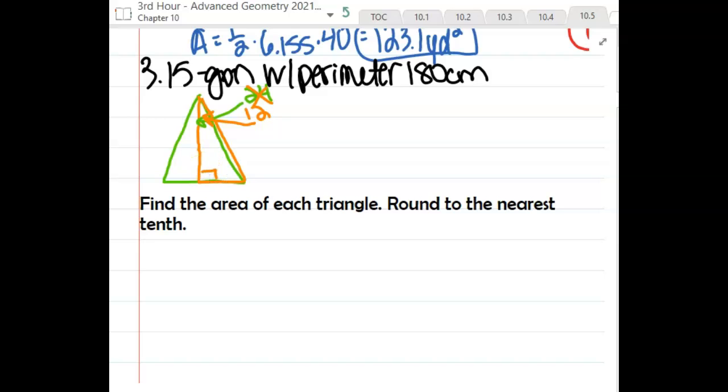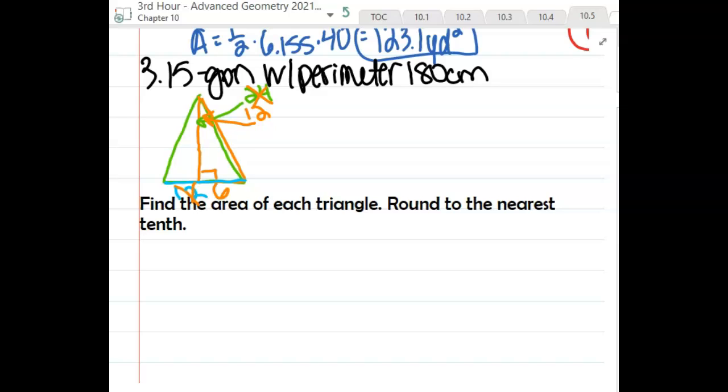Now, in order to use the trig ratios, I do need a side length. They don't give me a side length, they give me a perimeter. But it's a regular polygon, right? So if the whole perimeter is 180, how could I find one side length? 180 divided by 15, which would give me 12. But be careful, because that 12 is that whole side. I don't want the whole side, right? I'm going to cut that in half. I'm talking about a side that is 6.